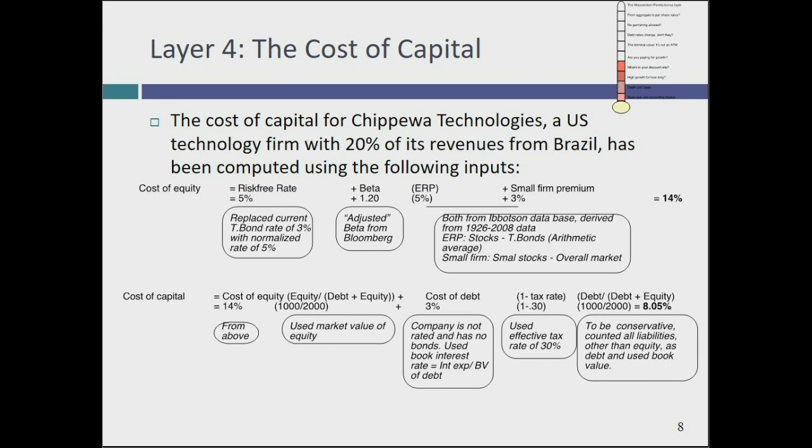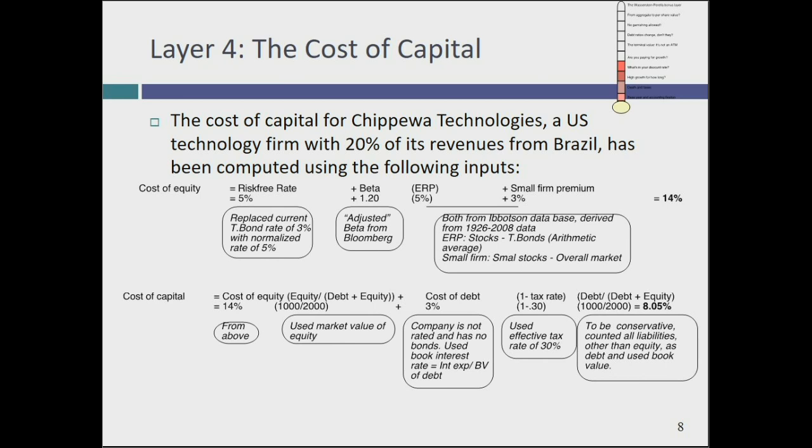And finally, for the debt ratio, I tried to be conservative and counted everything. But is that conservative? What does that do to my cost of capital? I count everything as debt. My debt ratio goes up. My cost of capital goes down. If this is your definition of conservative, I'd like to see what your definition of daring would be. Because ending up with a lower cost of capital, to me, is not conservative. So six mistakes, right? Wrong risk-free rate, wrong beta, wrong risk premium, forgot about the small cap premium, forgot all about Brazil, used the book interest rate, and don't be surprised.